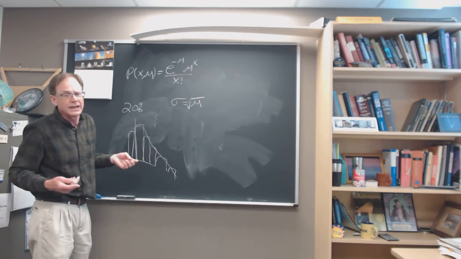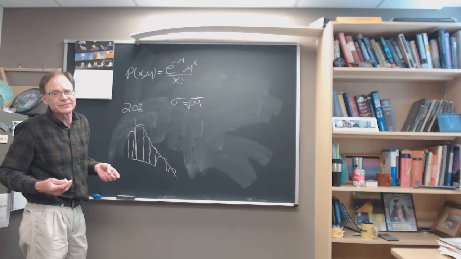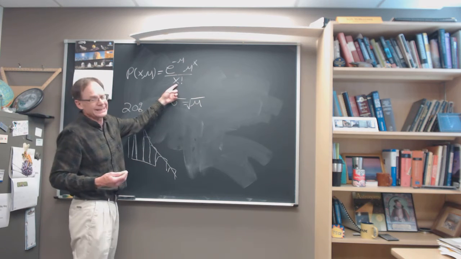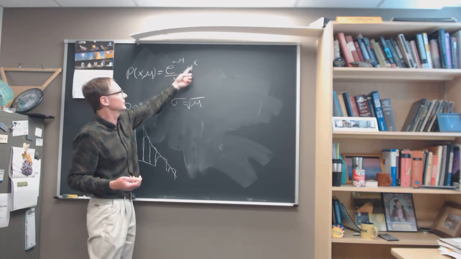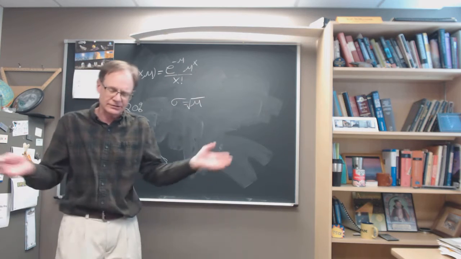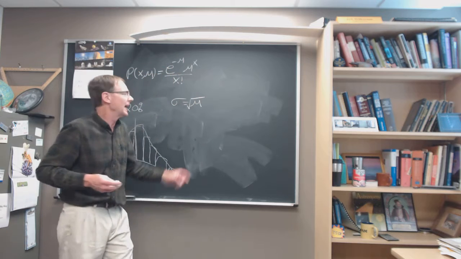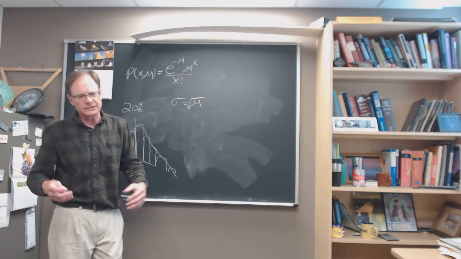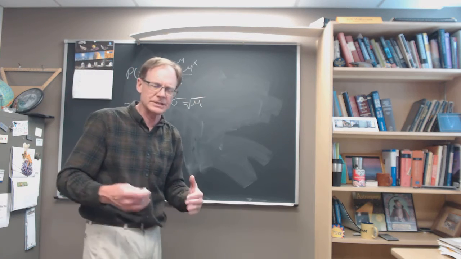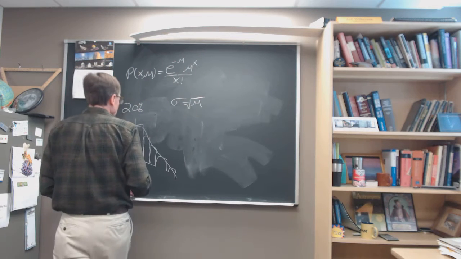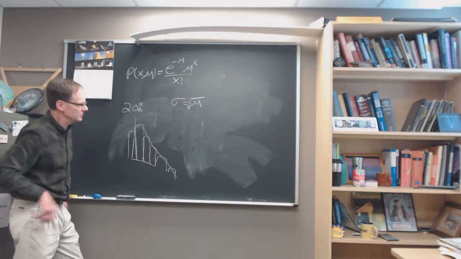If the mean's 100 and you want to know what the likelihood of getting 99 is, you've got to put a 99 factorial in here, and you've got 100 to the 99th power. You can do all of this. You can use Stirling's approximation. You can do great work calculating this, but it's just much easier to go over and use your central limit theorem and treat it as a Gaussian once you're up in that high mu regime.